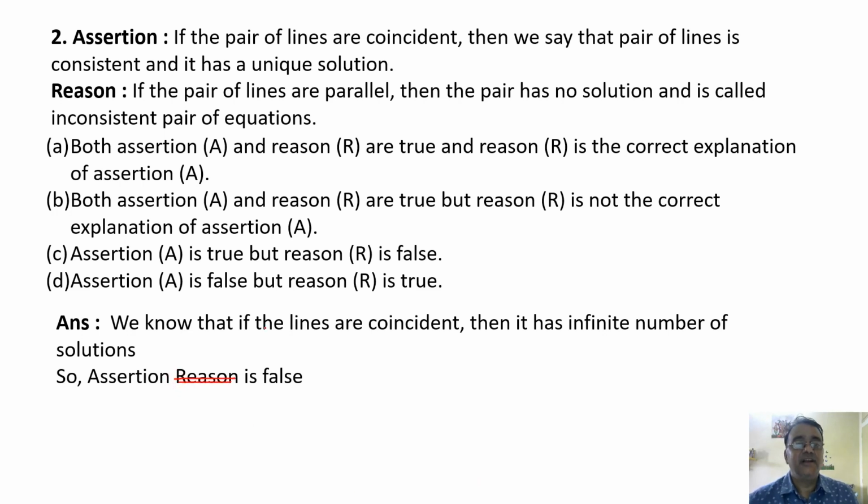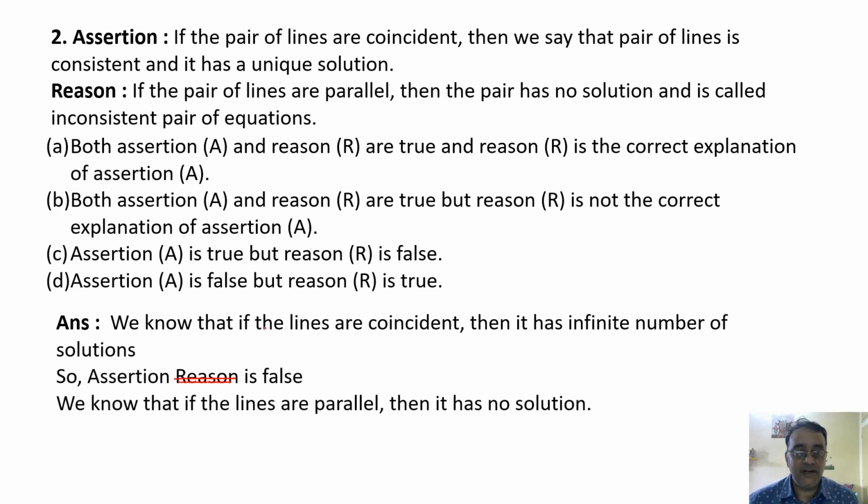Assertion is wrong, right? Now the next one, if the pair of lines are parallel, then the pair has no solution, right? So we know that if the lines are parallel, then it has no solution. So that means the reason is true. Okay, the assertion is false, but the reason is true. So which option is correct? Option D, right.